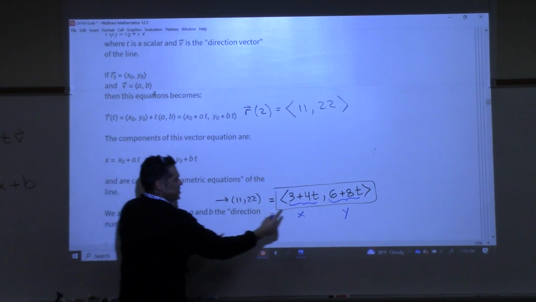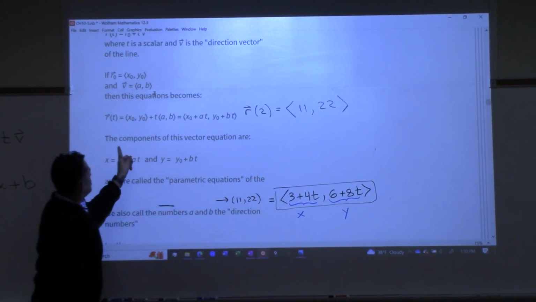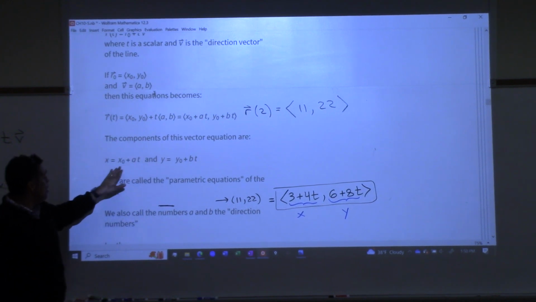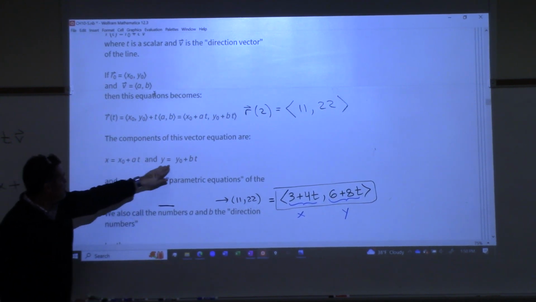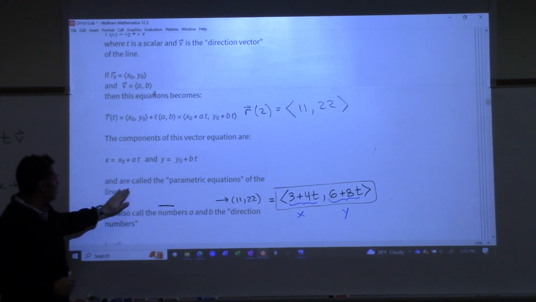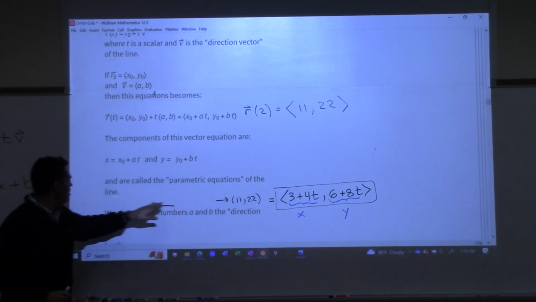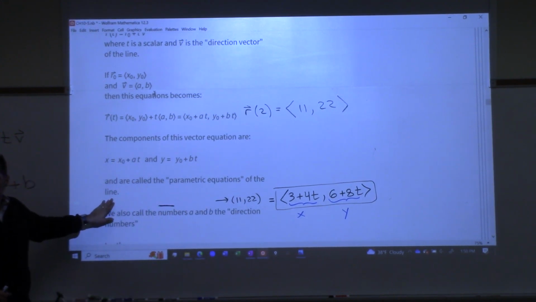These two things right here are known. These give you the components of the vector, right? This one and this one, the x and y components respectively, are called the parametric equations of the line. Right, that's what they're called.